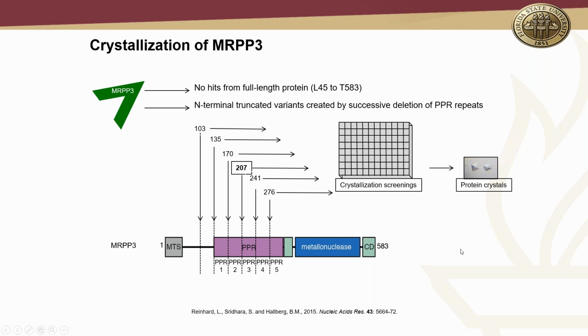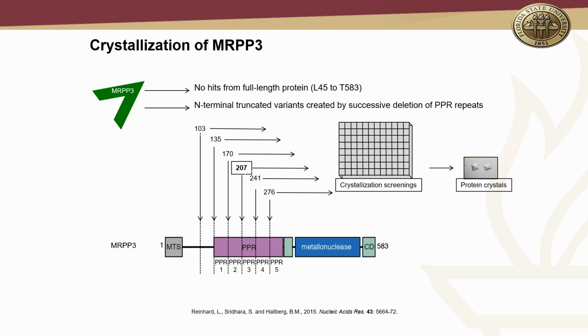So here you see a schematic representation of MRPP3 protein. It has a mitochondrial target sequence which helps the protein to make its way into the mitochondria. And it has 3 domains. The first domain is the N-terminal pentatricopeptide repeat containing domain. It has a central domain, and it is followed by a C-terminal metallonuclease domain.